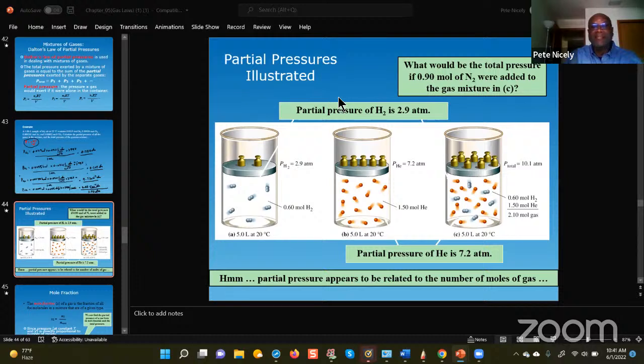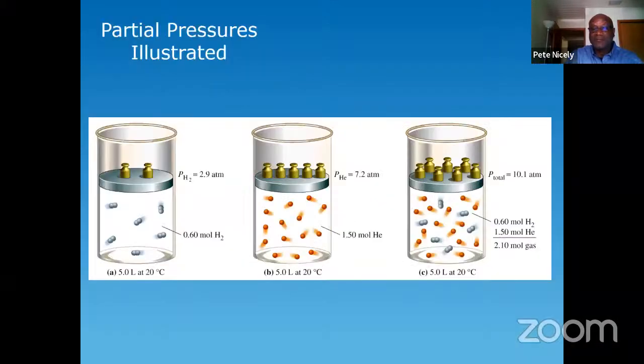Okay, I'm back. So we're going to continue our discussion of partial pressures and Dalton's law. What I'm about to show you on the screen is a pictorial representation of how Dalton's law works. We have a vessel here which contains hydrogen gas. This is the number of moles, this is the pressure, and this is the volume and the temperature. And then we have another container, same volume and temperature, containing a different gas, helium. This is the moles and this is the pressure.